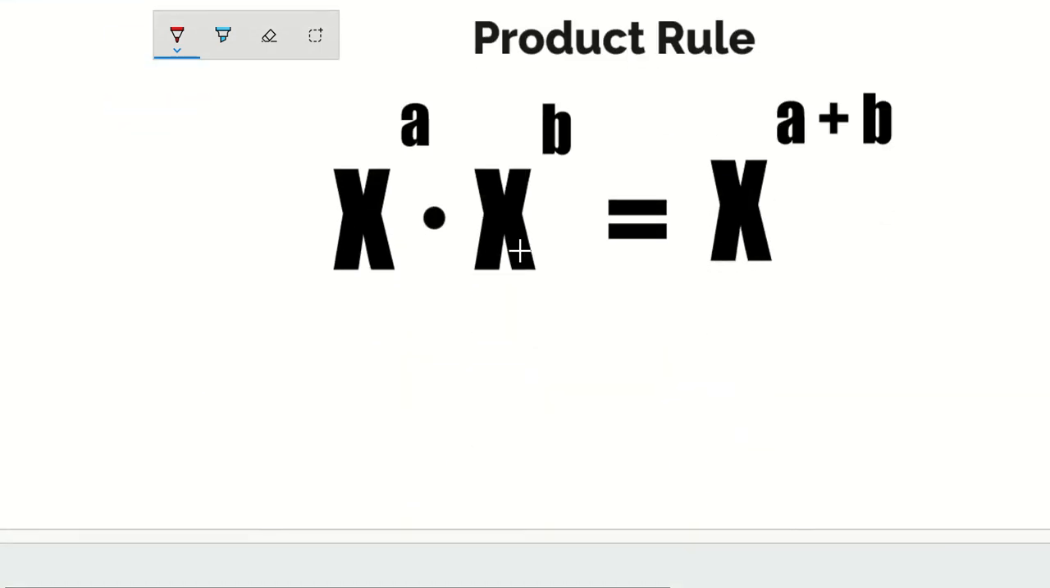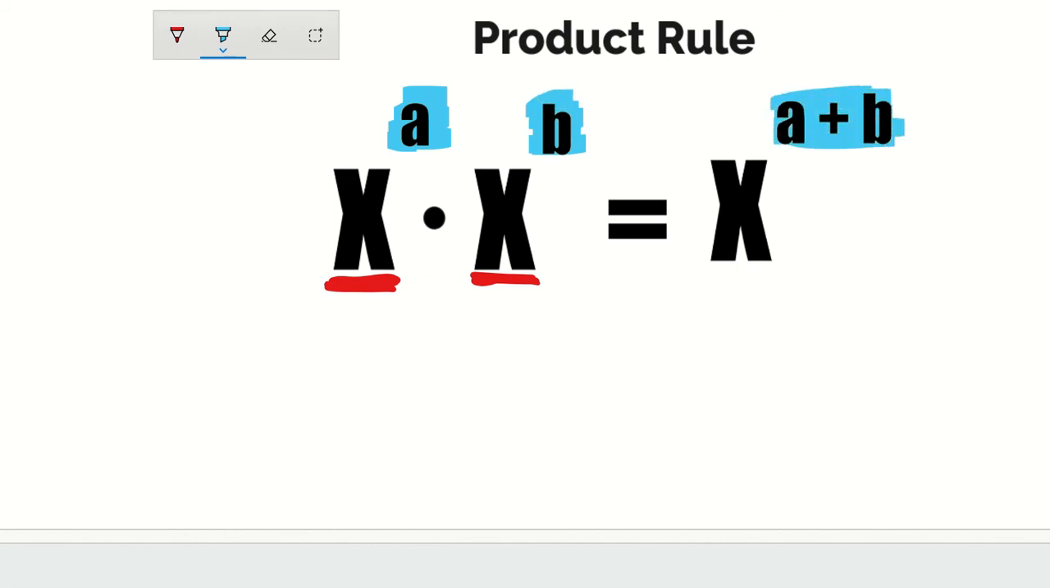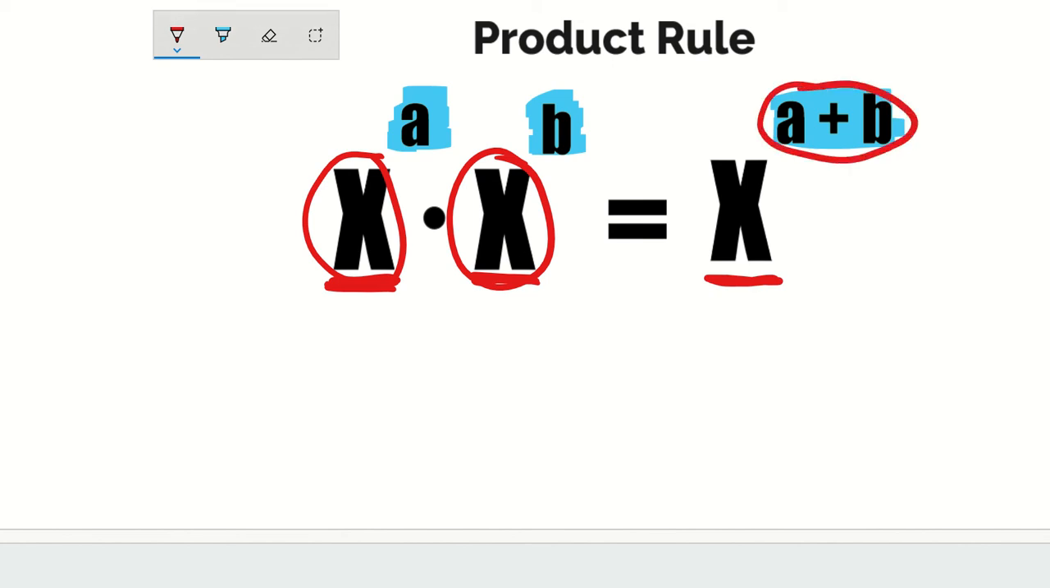The product rule says, when you multiply 2 letters, or it could even be numbers, they have to be the same base. When you multiply something with the same base, and when I say base, I'm talking about this one right here, the x and the x, all we have to do to the exponents, the little numbers that are on top, is add them. We keep the base, we just write it once, and we add the exponents. Let me start with the example so you guys can see what we're talking about.